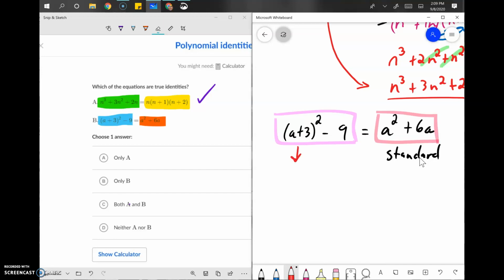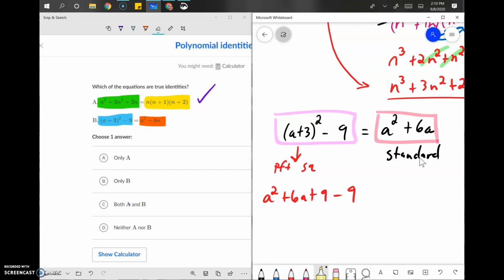And so I'm going to use the perfect square formula. I'm going to go ahead and write this the way you know perfect square. If you don't know perfect square yet, essentially it's a squared, and then we multiply a times 3 times 2, which is 6a plus 9. If that didn't make sense to you, I'd encourage you to go back and review the formula for perfect squares.